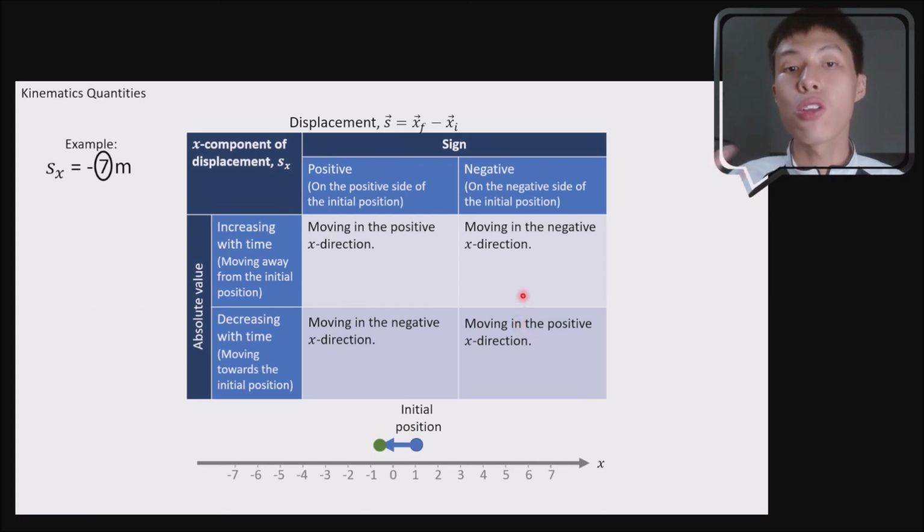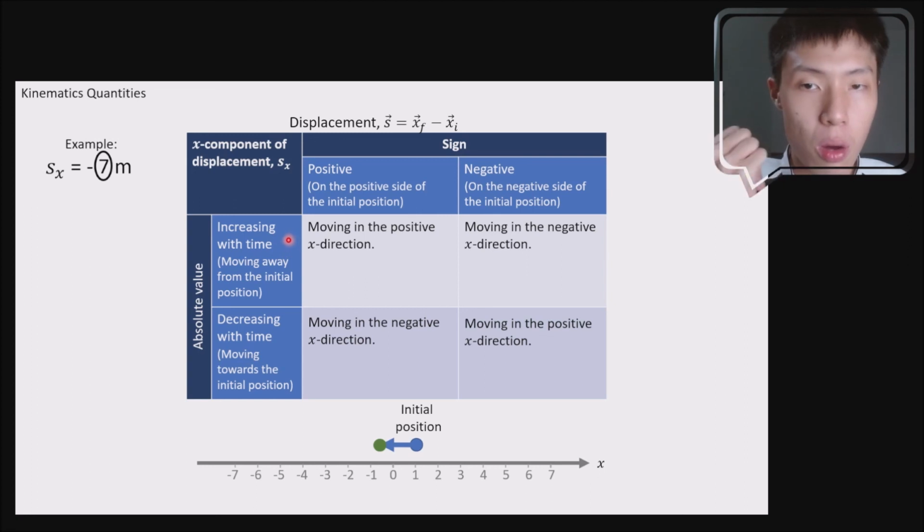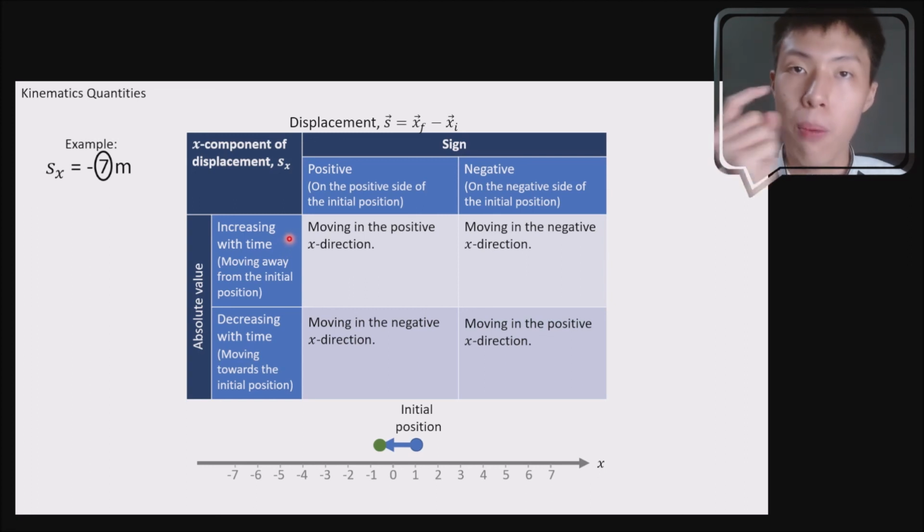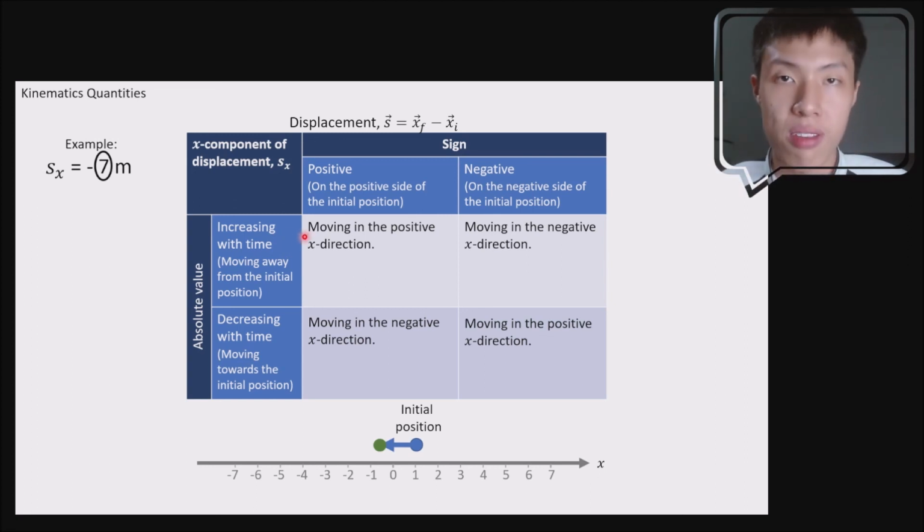Okay, so by knowing the sign of the x component of displacement, and by knowing how the absolute value changes with time, we are able to determine whether the object is moving in the positive x direction or negative x direction. And of course, this is the same thing for the y-axis, y dimension as well.